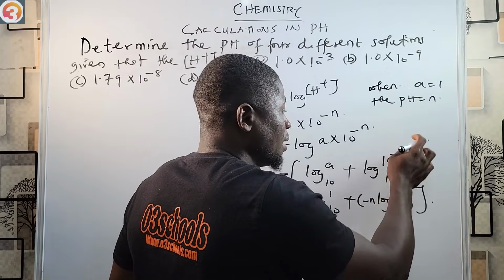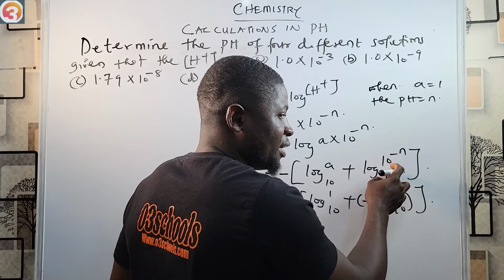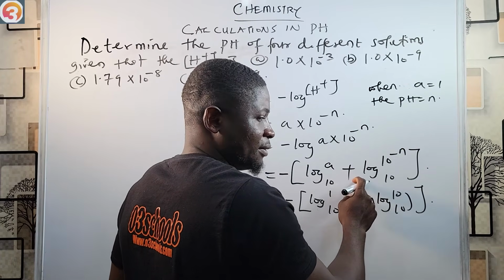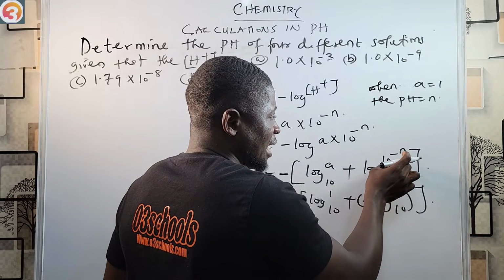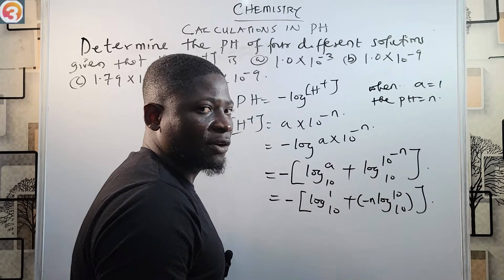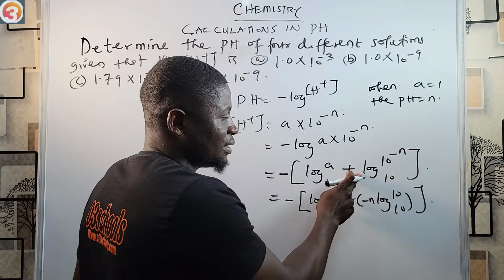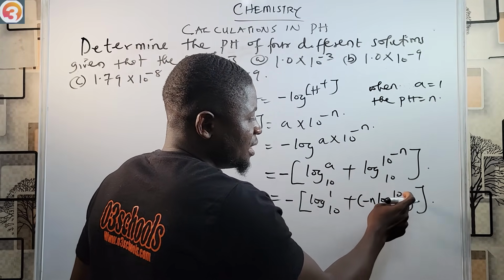If a number is raised to a power in a logarithm, we want to bring that power down to the front of the logarithm, and then we'll have the number base the other number. All right, so that's what we just did here. We brought this n to the front of this logarithm: minus n log 10 base 10.